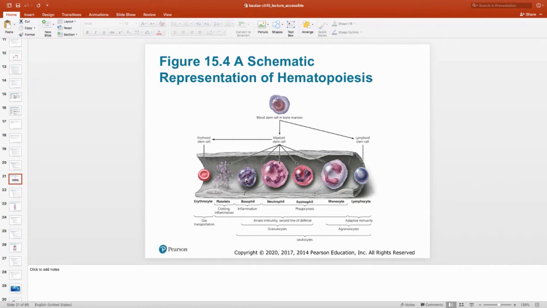Some of them contain really large granules, and they stain different colors. These are called the granulocytes. The granulocytes are the basophils, which stain blue with a basic dye, methylene blue; the eosinophils, which stain red or orange with an acidic dye called eosin; and then the neutrophils, which stain a kind of lilac with a mix of basic and acidic dyes.